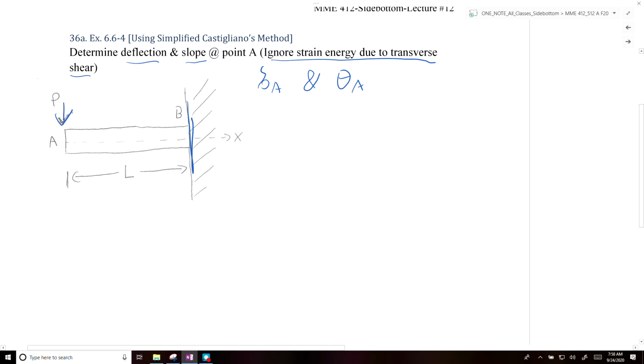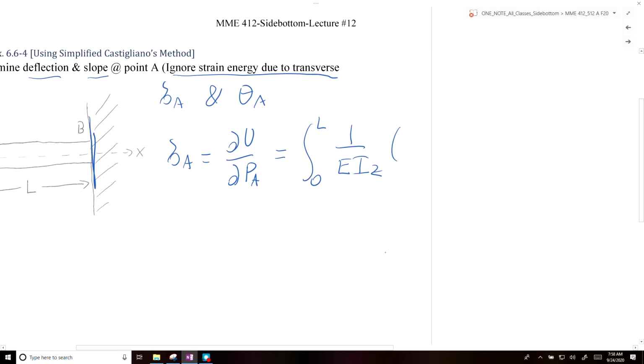Okay? So for Castigliano's method, we know that delta A would be equal to dU/dP at point A. Alright, so in the simplified method, we know that it's going to be equal to the integral from 0 to L of 1 over EIz times the moment Mz times the derivative of the moment Mz with respect to our applied force PA, dx.